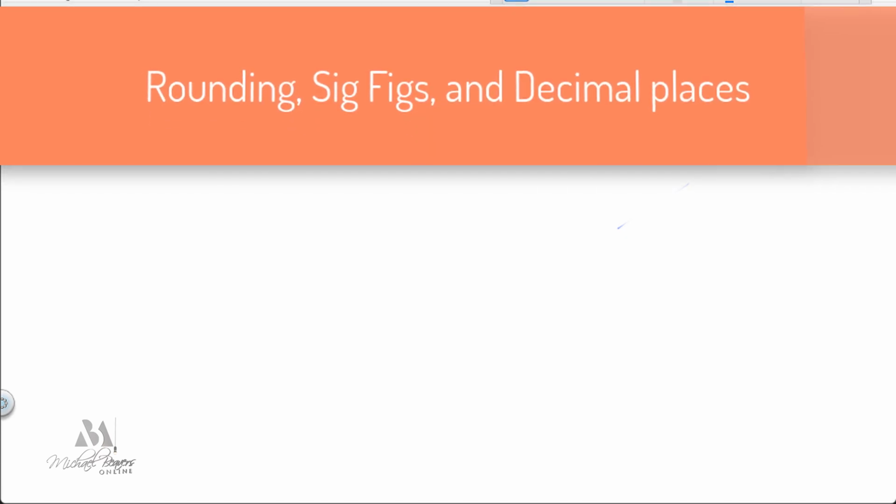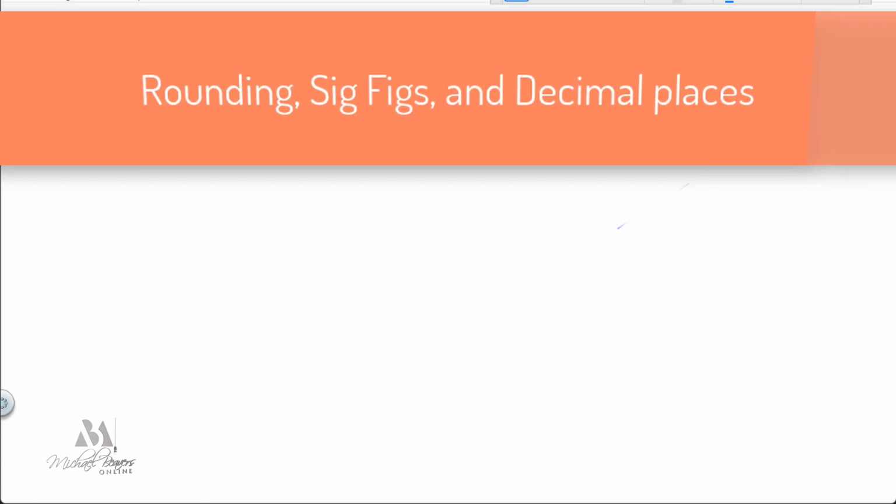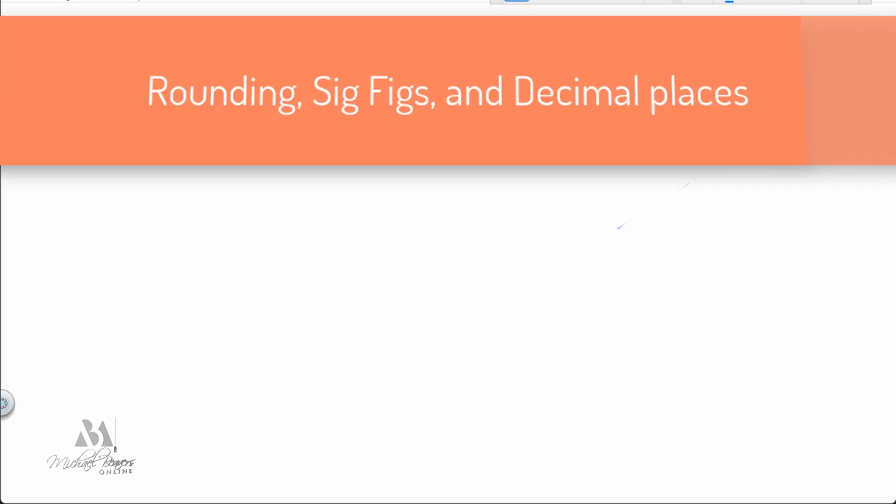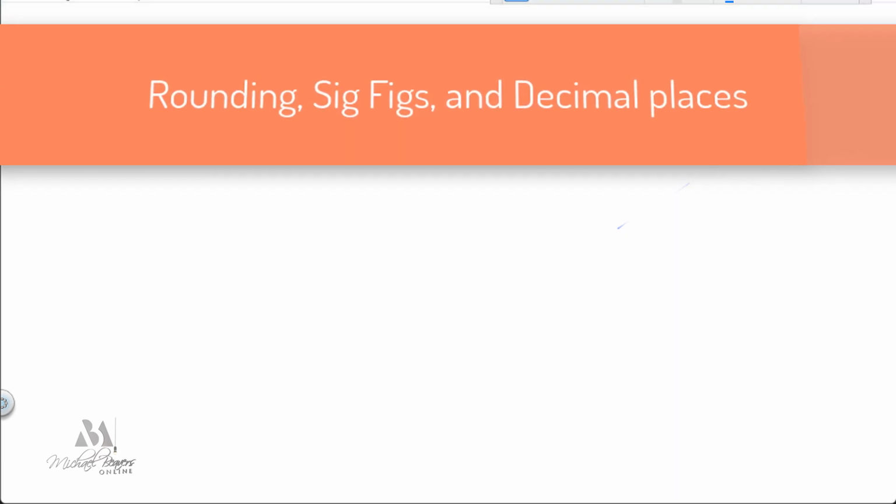Hey, it's Michael, and I thought we would spend some time talking about rounding, significant figures, and decimal places. So let's just jump right in. I'm going to come up with some numbers, and we'll take a look at how we work these different problems, depending on whether we are just straight up rounding, whether we're doing significant figures, or whether we're doing decimal places. So let's get started with this one.